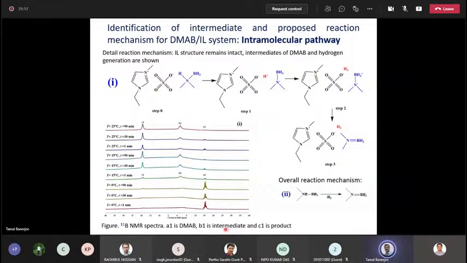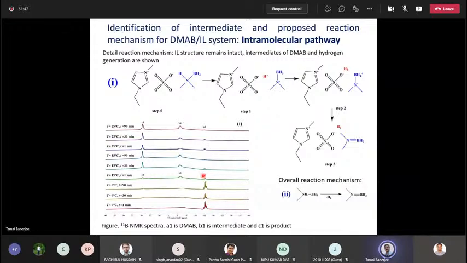So it means that in this particular range, you see a quartet resonance. This is the BH3 part. The resonance is present even after 90 minutes, and it is present for all three temperatures. But the intensity decreases with incremental temperature. This indicates that conversion of the starting material increases with temperature.